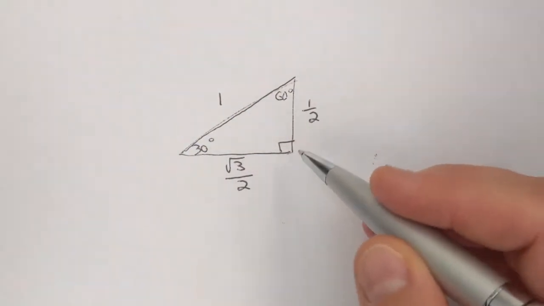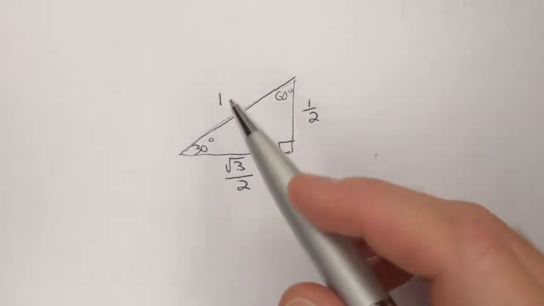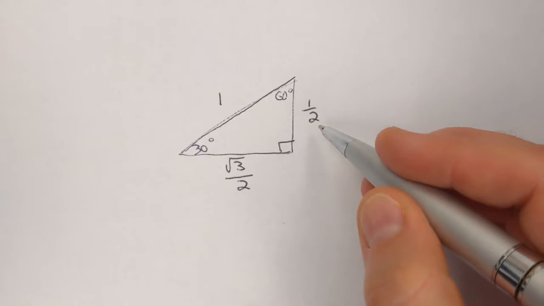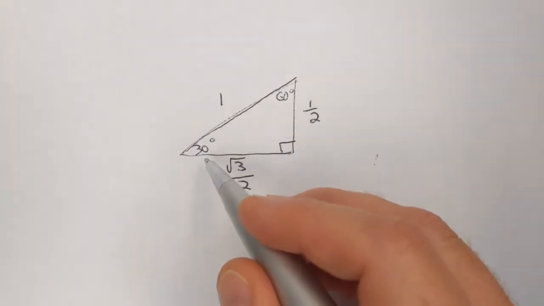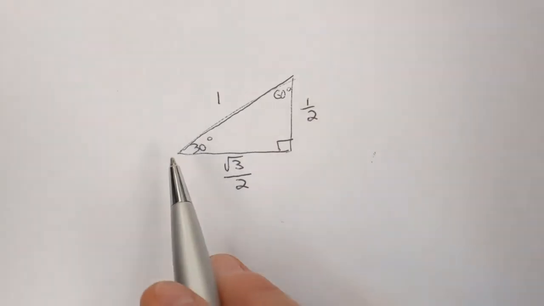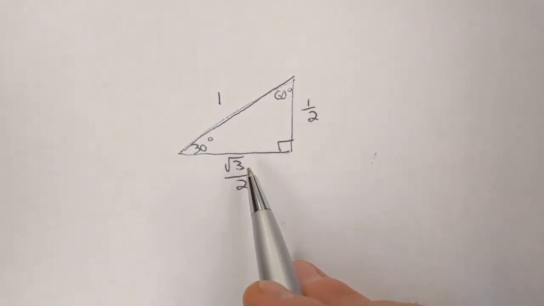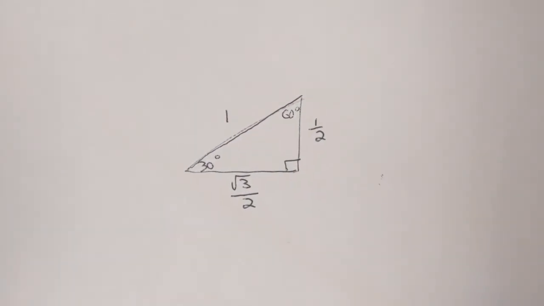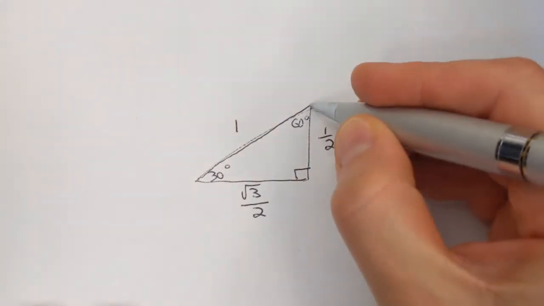If you have a right triangle with a 30-degree angle here and a 60-degree angle here, then if the hypotenuse is 1 unit long, this opposite side is always going to be half of that. The side opposite of the 30-degree angle is going to be half of that. And then the adjacent side to the 30 is going to be radical 3 over 2 compared to the hypotenuse. Now, I'm going to introduce you to something called the unit circle today.